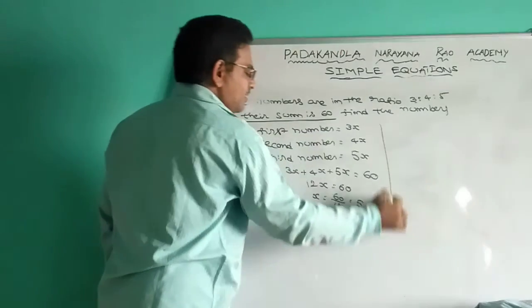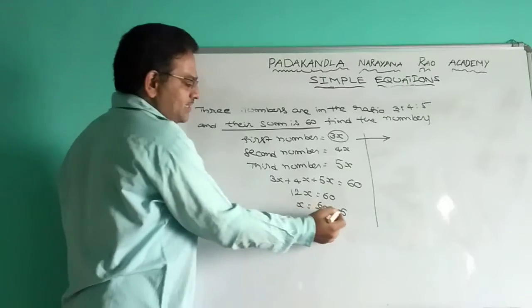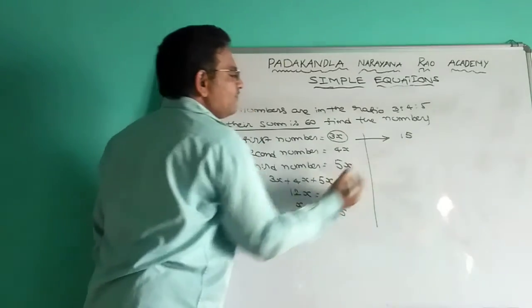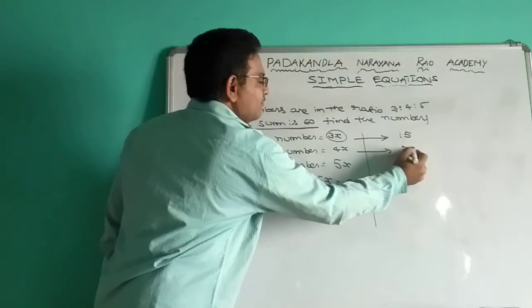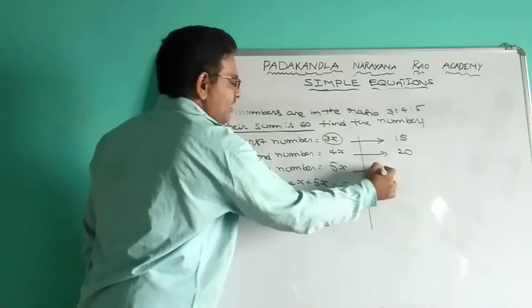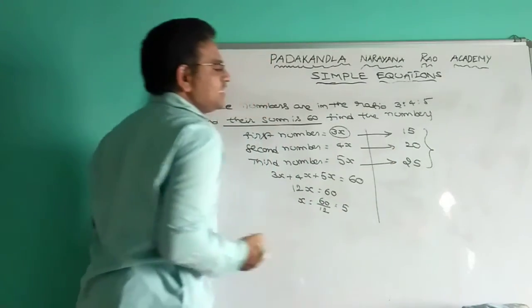Then first number, how much? 3x, which means 3 into 5, so 15. Second number, 4x, 4 5s are 20. Third number, 5x, 5 5s are 25. So what are the three numbers? 15, 20, 25.